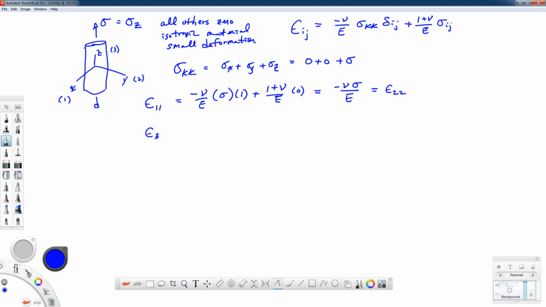Now, epsilon 3-3, the strain in the z direction, is going to be minus nu over E times sigma kk, which is sigma, times Kronecker delta 3-3, which is equal to 1. And then we're going to have a plus 1 plus nu over E times sigma. And if we reduce this algebra down, this works out to be sigma over E, which is exactly what we expect. Now, we said we were looking at small deformations, so we have our strain displacement relations that we can write down.